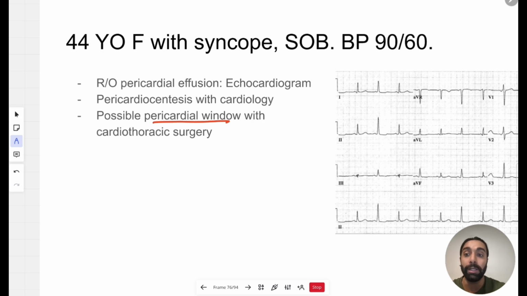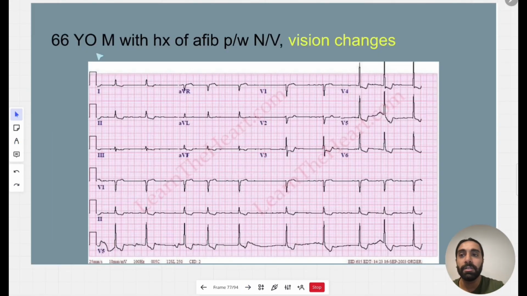pericardial fluid drain. You have a 66-year-old male with history of AFib who presents with nausea, vomiting, and yellow color vision. So vision changes or color vision changes. Go ahead and review this one.